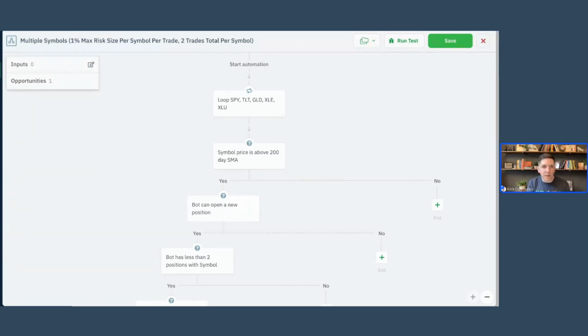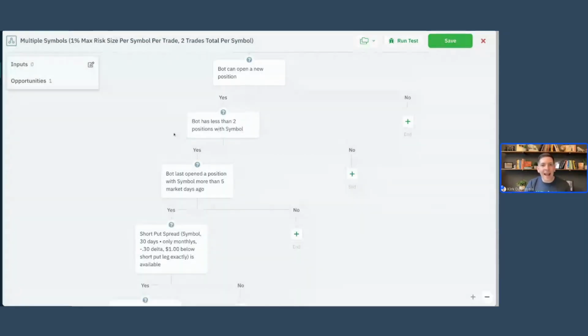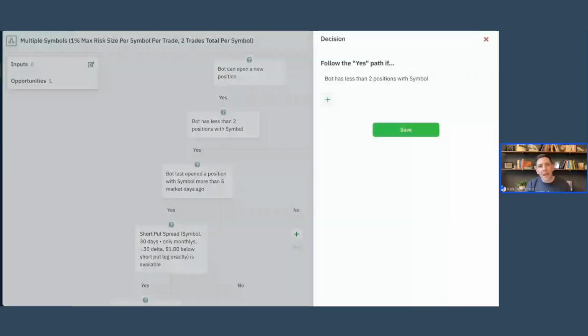Okay, 1 per week is great. So we're still going to do the same thing here. Symbol price is above 200 day, whatever it is for you. I'm going to remove that so you guys know that's your placeholder. Can the bot open a position? The bot has less than the number of positions I want with this symbol. Now we don't have to say the bot has exactly 0 positions. That's when you want 1 position per symbol at a time. If you want multiple, allow the bot to continue only when it has less than your desired amount.